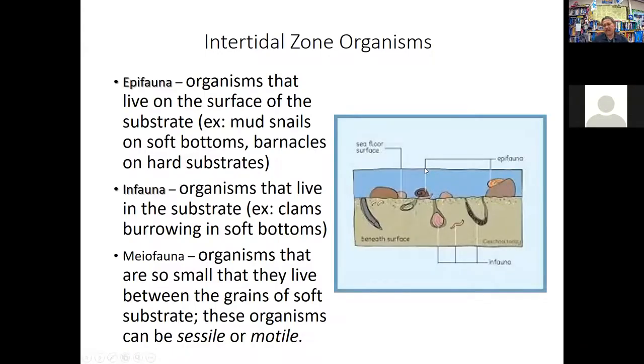In fact, let's take a look at now the organisms that live just on the top of the substrate. Those are called the epifauna, and the ones that live inside of the substrate, that's the infauna. So on top is the epifauna, and inside is the infauna. Now we also have something called the meiofauna, and the meiofauna are organisms so small that they're microscopic, and they can go between the grains of sand, if you will. Some of these move around even within the sand. A lot of them are just stuck there.